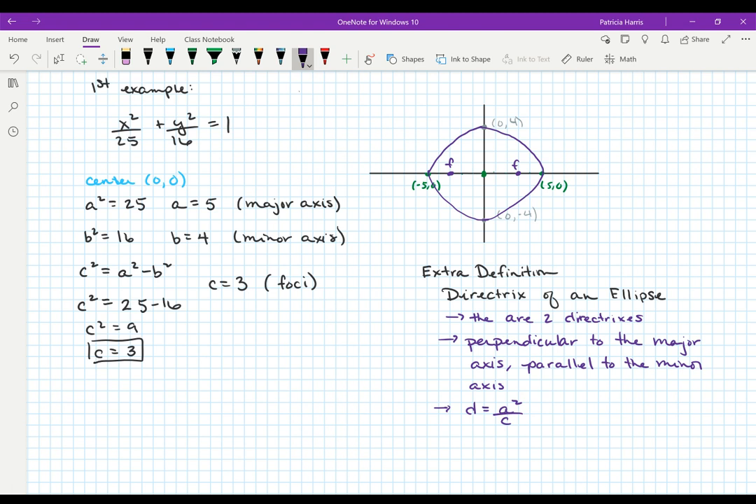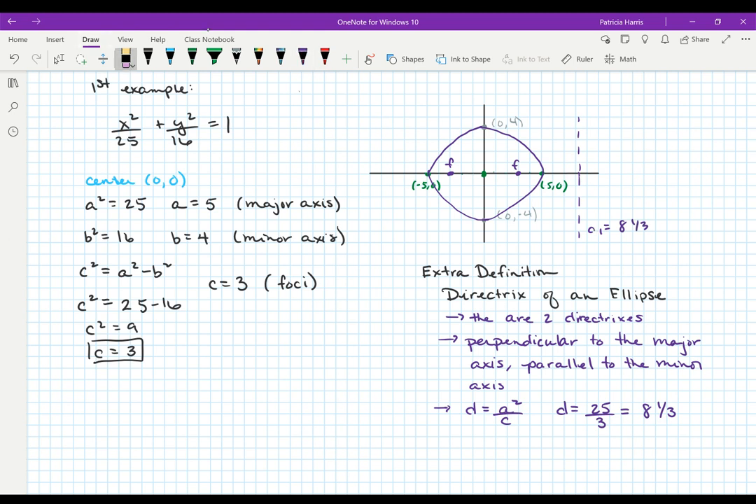Okay? So let's take our a squared, which in this case is 25, divide it by c, which is 3. So 25 divided by 3 is going to be 8 1/3. Now from your center, always go back to your center, count out 8 1/3. 1, 2, 3, 4, 5, 6, 7, 8 1/3. And then you're going to draw a line.